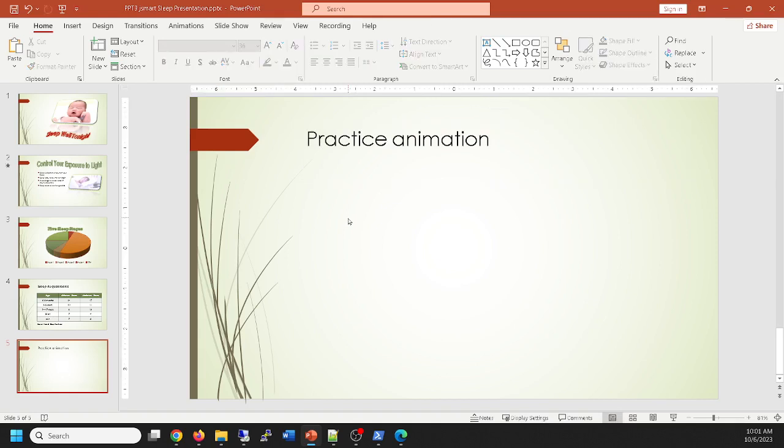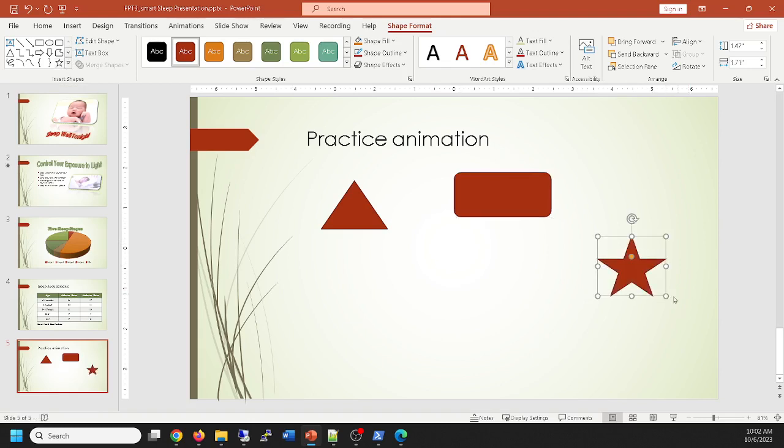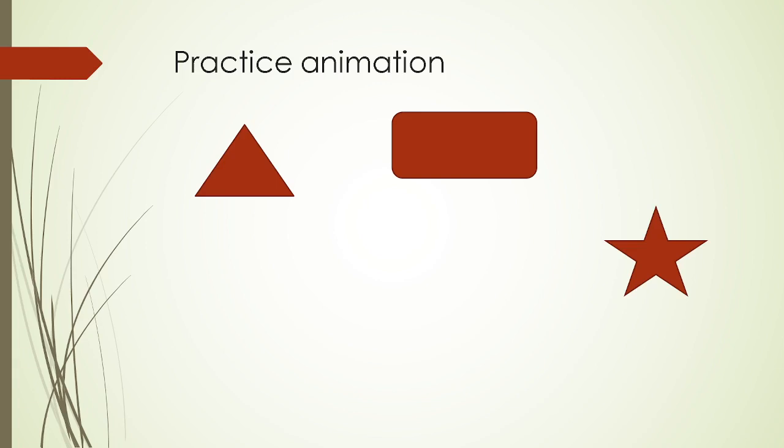First thing I'm going to do is have something to animate. So let's throw in some shapes that we're going to animate. Let's throw in a triangle. Let's bring in a square. And how about a star? Three shapes. Without any animation, when I play the slide, there the shapes are sitting there.